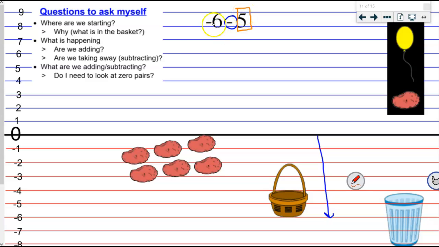So this problem is telling us 6 rocks, take away 5 balloons. And then we look at our rocks and we're like, wait a second. I don't have any balloons, do I? There's no balloons here. So, oh no, I can't do the problem. Better give up. Or no, we move on to the next question. Do I need to look at zero pairs? Tanner, do I need to look at zero pairs here? Why? Why do I need to look at those zero pairs?